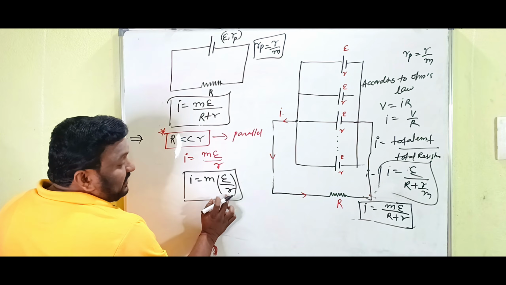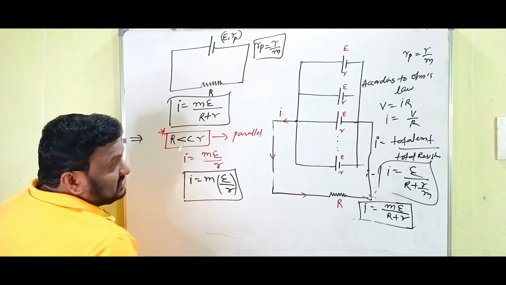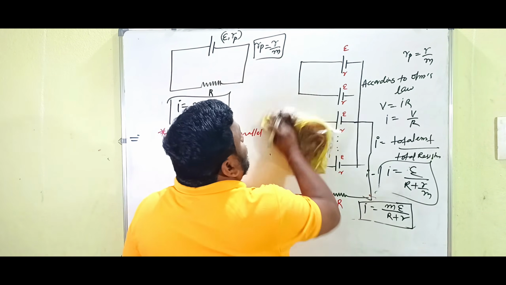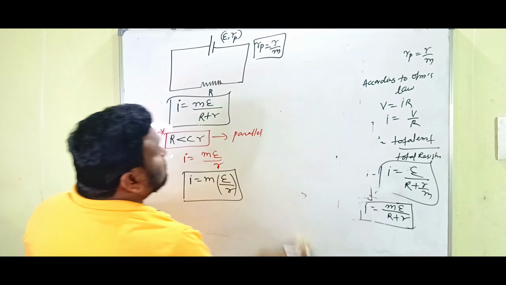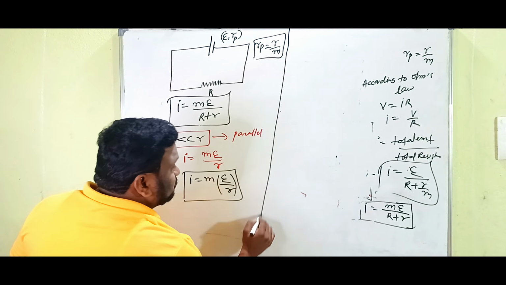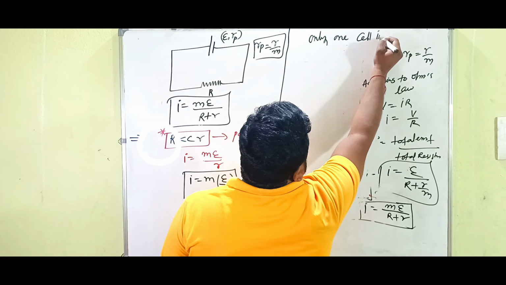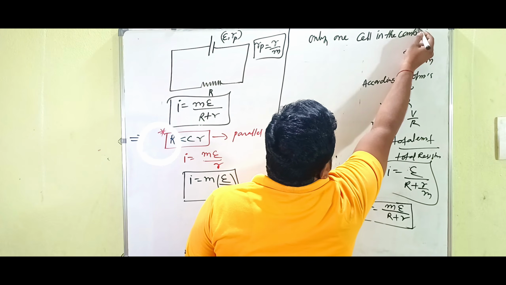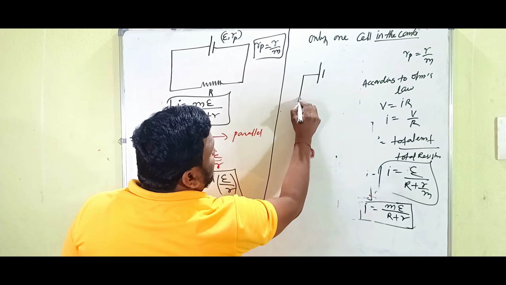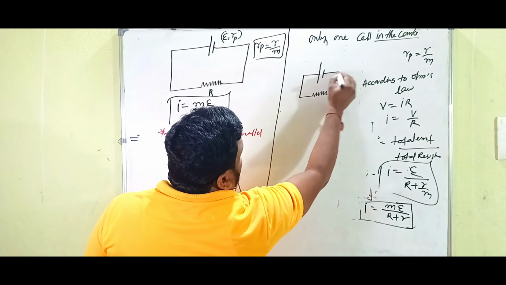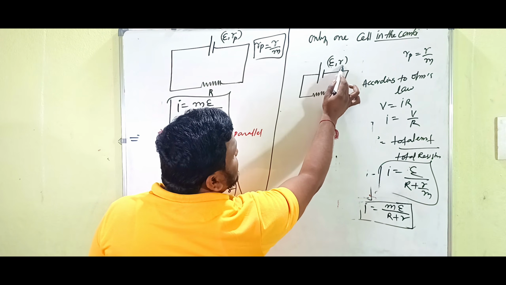This epsilon by r is simply the amount of current through a single cell. So let's discuss it. Very simple. When we have only one cell in the combination, we write this as the EMF epsilon and the external resistance R. EMF is epsilon and the resistance is R.